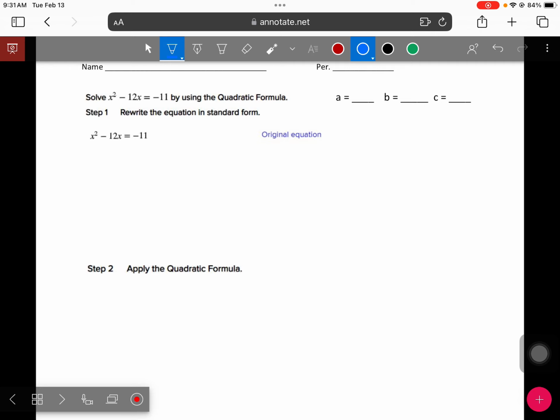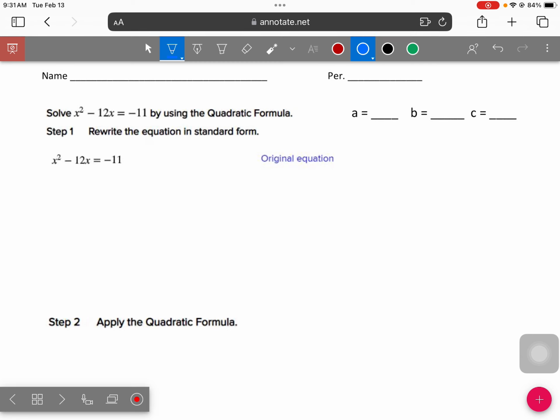So the problem says solve x squared minus 12x equals -11 using the quadratic formula. Step 1, rewrite the equation in standard form. Is it in standard form right now? No. What would I need to do? Add 11. So add 11 there, add 11. Whatever you do to one side, you have to do to the other. -11 plus 11 cancels out and gives you that 0 smiley face that we are looking for.